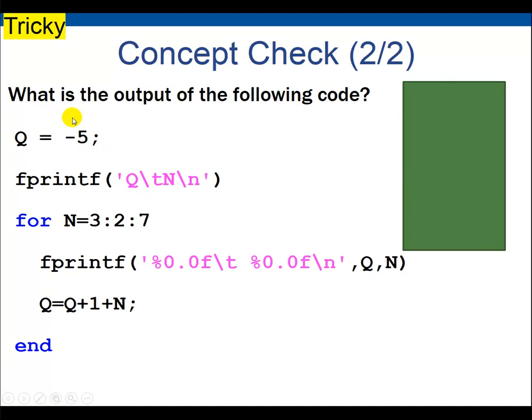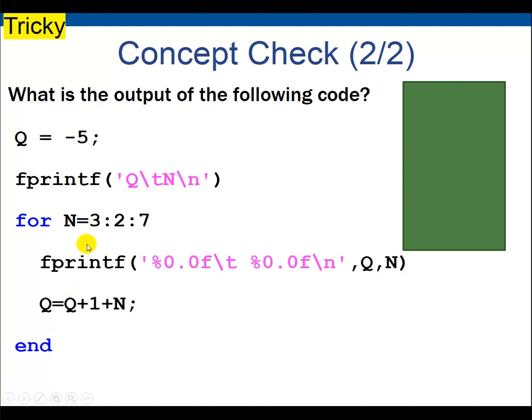What is the output of the following code? So Q contains negative 5, right? So fprintf Q backslash t, which means insert a tab, and N, large N, and the backslash n is to add a new line to change the line. And here we have a for loop. N equals 3 to 7 with 2 increment. That means 3, 5, and 7.